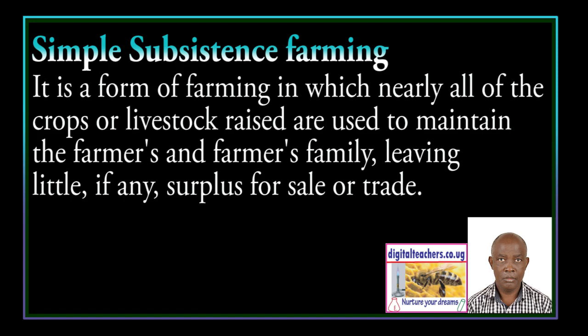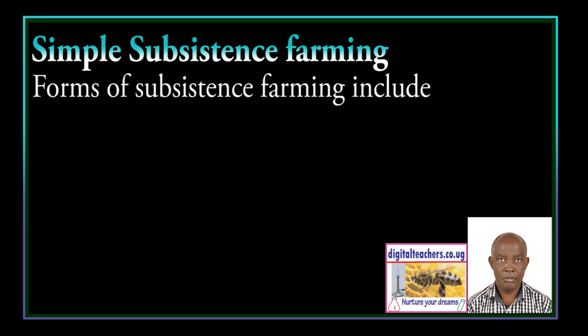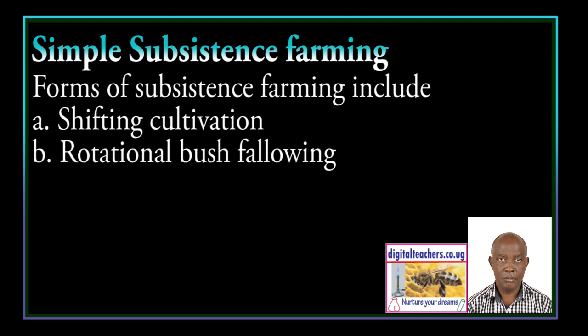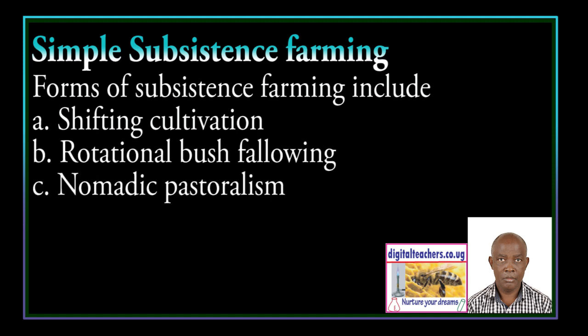Simple subsistence farming. It is a form of farming in which nearly all the crops or livestock raised are used to maintain the farmers and farmers' family, leaving little, if any, surplus for sale or trade. Forms of subsistence farming include shifting cultivation, rotational bush fallowing, nomadic pastoralism.